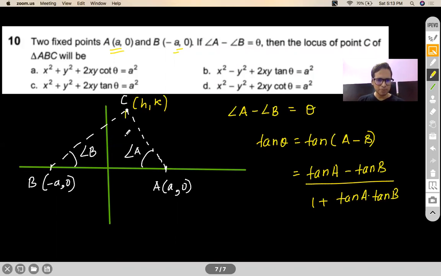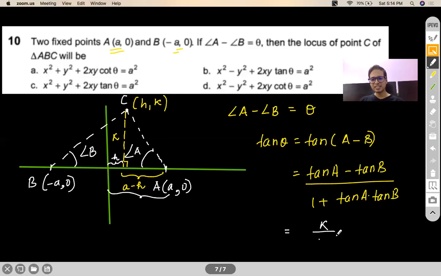So what I'll do, I'll drop a perpendicular over here. Now anybody can tell that if this point is h comma k, this length is k, and this length here is a minus h. Would you agree with me or not on that? This length will be h, this length will be a minus h, because still here it is h and this whole thing was a, so this remaining part is a minus h, isn't it? So tan of a is nothing but k by a minus h.